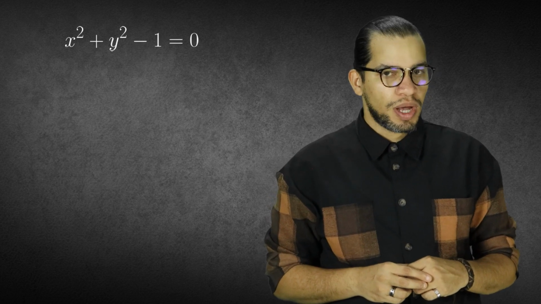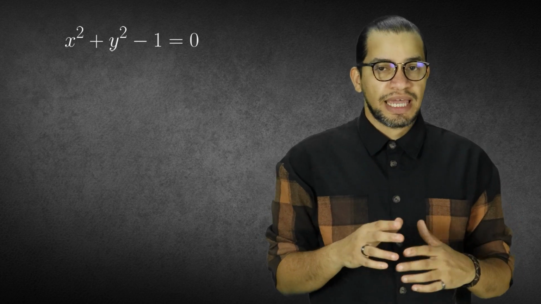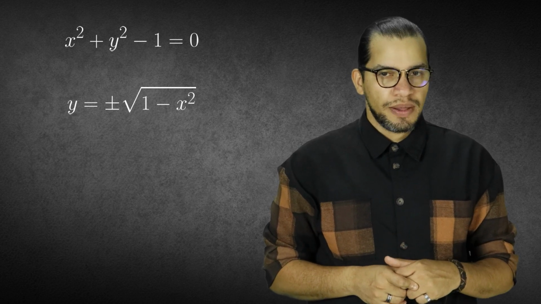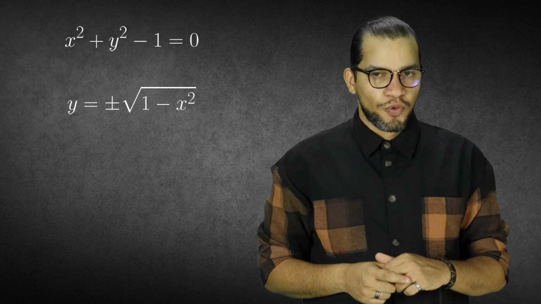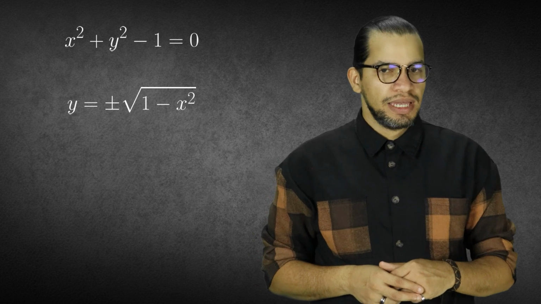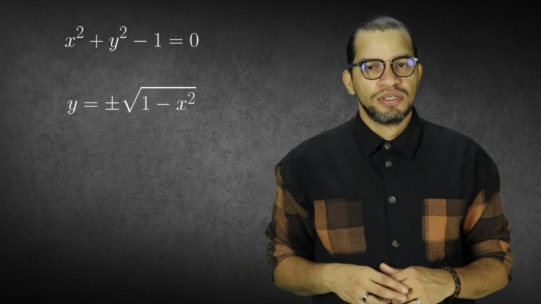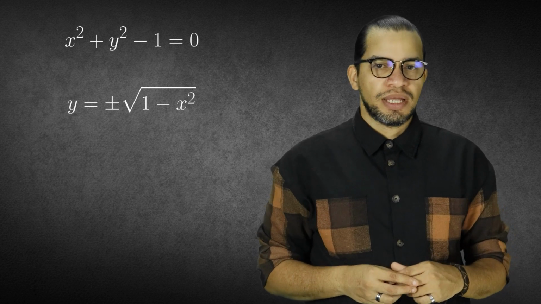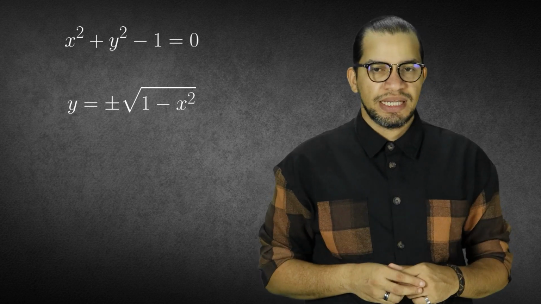For example, if we take the function x squared plus y squared minus 1 equals 0, this can be rewritten as y equals plus or minus the square root of 1 minus x squared. Therefore, we passed from a function g of x y equals 0 to a function y equals f of x. Thus, the previous example represented an explicit function.